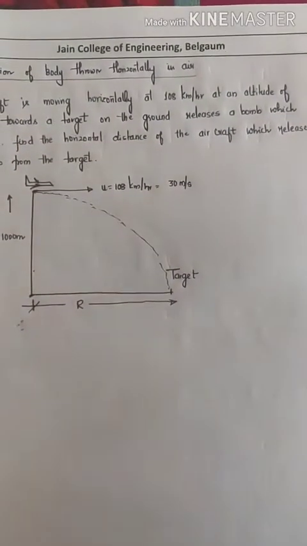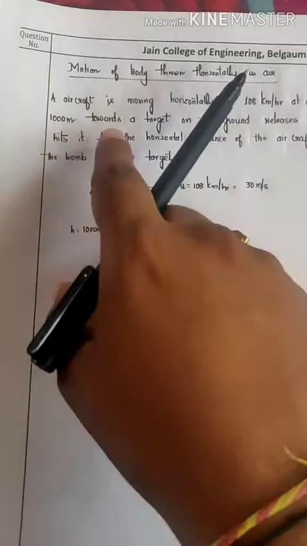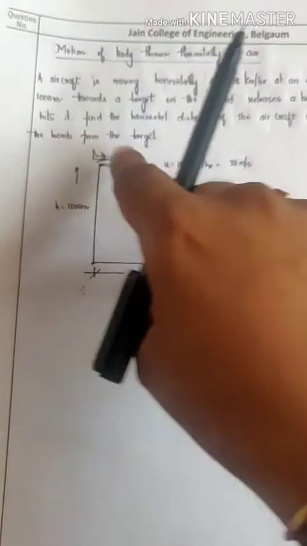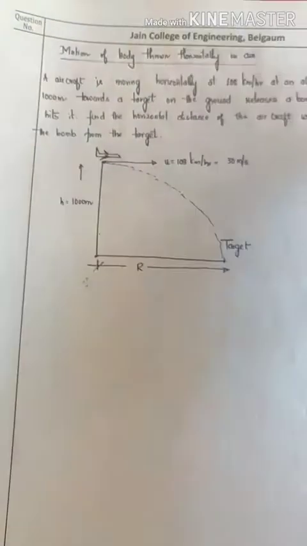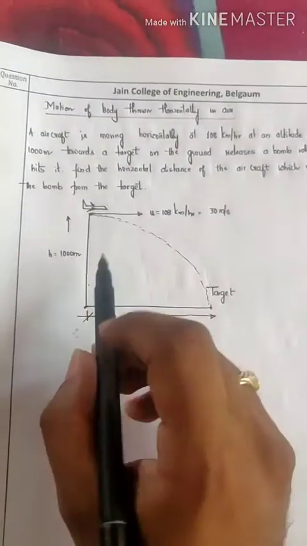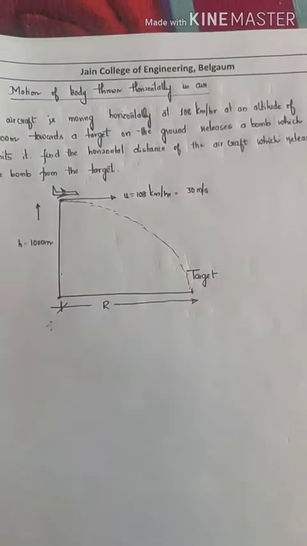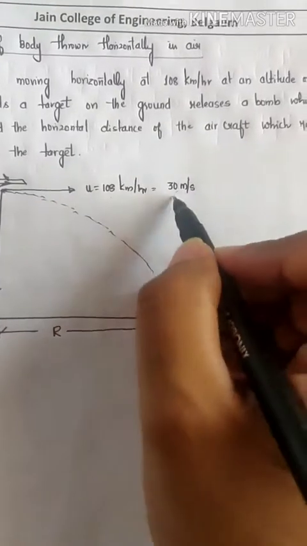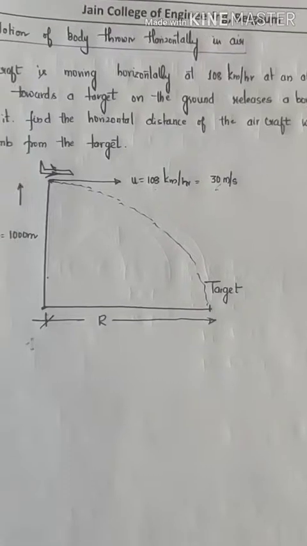An aircraft is moving horizontally at 108 km per hour at an altitude of 1000 meter towards a target on the ground. It releases a bomb which hits it. Find the horizontal distance of the aircraft which releases the bomb from the target. So the question reads, the aircraft is moving with a velocity of 108 km per hour. Convert that to meter per second, it will be 30 meter per second.